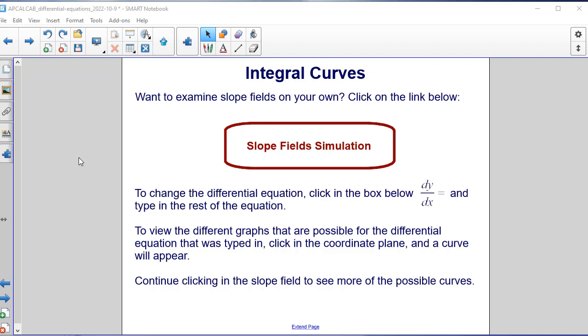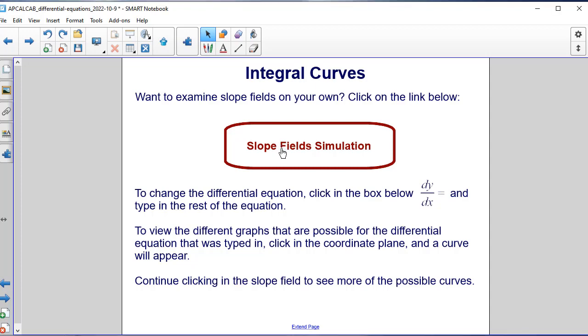If you want to examine slope fields on your own, there's a link in this presentation that you can use. It's called the slope field simulation. To change the differential equation, click in the box below dy dx is equal to and type in the rest of the equation. To view different graphs that are possible for the differential equation that was typed in, click in the coordinate plane and a curve will appear. Continue clicking in the slope field to see more of the possible curves. I will demonstrate this for you.